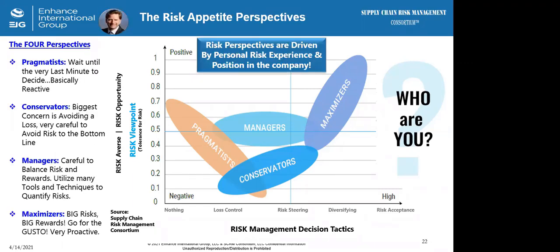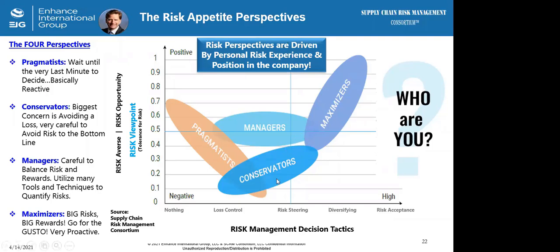Thanks, Greg. So let's start with the ovals, those four perspectives that you see here. The pragmatist, which is this brown or light orange. These are procrastinators. They wait until the last minute to make a risk decision, holding their options open to the very last moment, basically reactive.